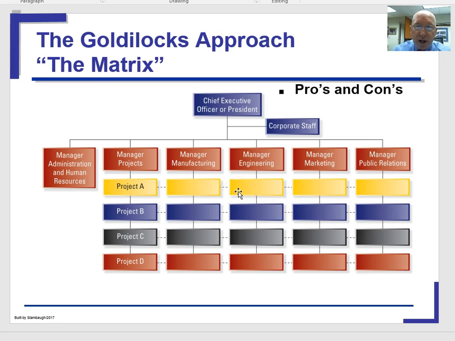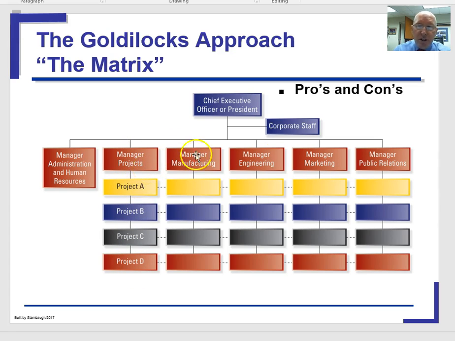The matrix is what I call the Goldilocks approach. Keep in mind that you can have functions on top, and I think in a lot of cases that's the most common, where they do projects down the side, but you could have a divisional form where you had, for example, geographic divisions, and then you had functional integration teams.